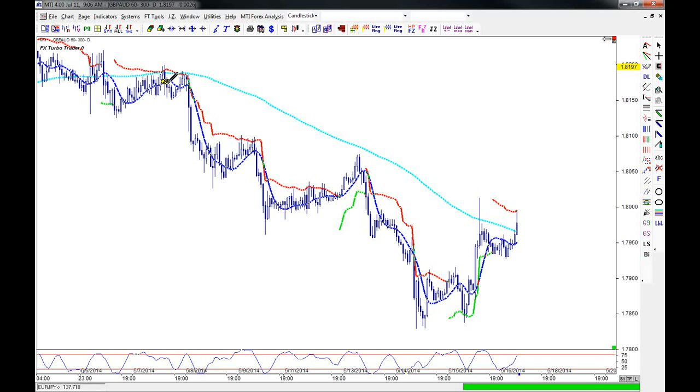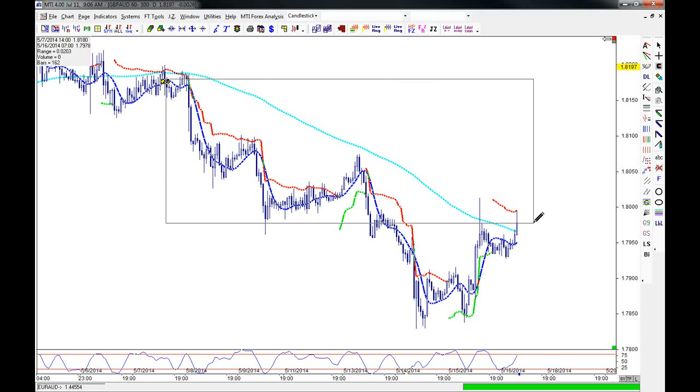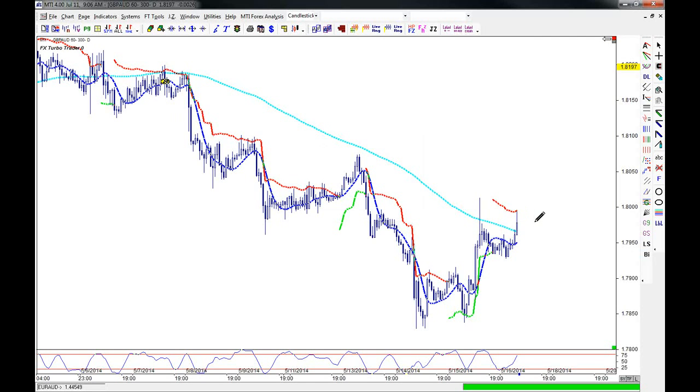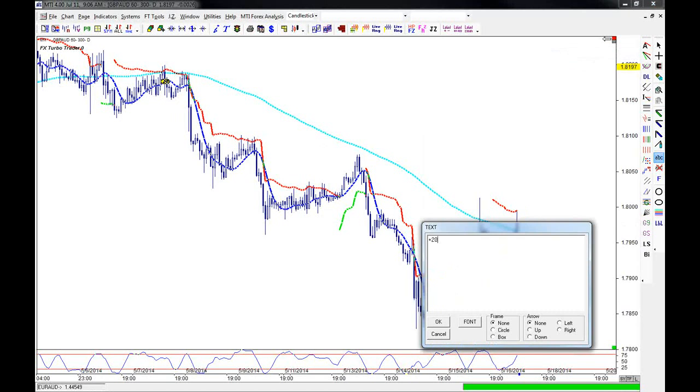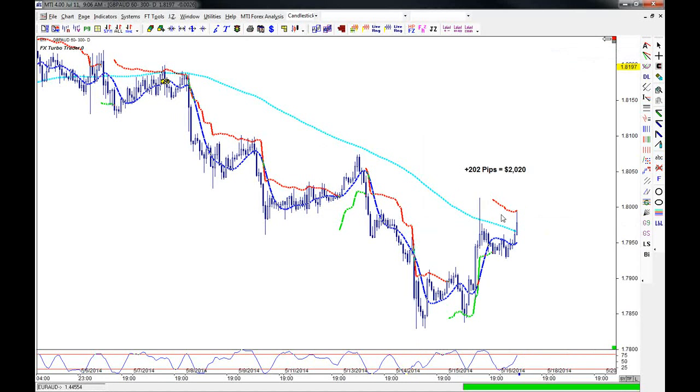Okay, so let's go ahead and see what happens. We're going to take our box information tool. Let's see how many pips we just generated. Who can be the first to tell me how many pips we just generated? Bingo, absolutely. Yep, Andrew, Sue, Lucas, Lulu, and everybody else. Yep, 202 pips. So we're up 202 pips, or 2,020 US dollars in a standard lot trade.